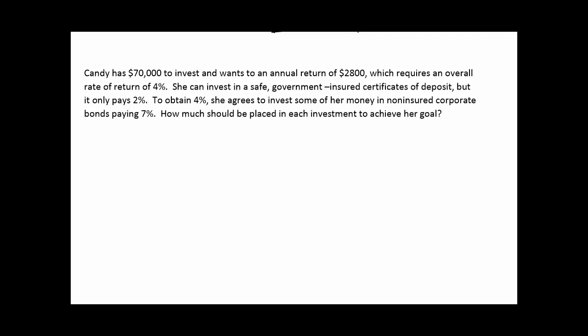Candy has $70,000 to invest and wants to earn an annual return of $2,800, which requires an overall rate of return of 4%. She can invest in safe government-insured certificates of deposit, but it only pays 2%. To obtain the risky 4%, she agrees to invest some of her money in non-insured corporate bonds, paying 7%.